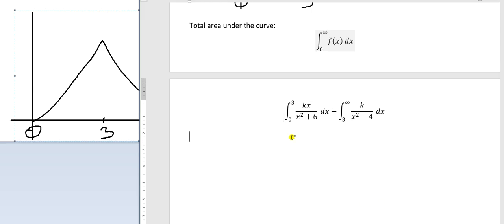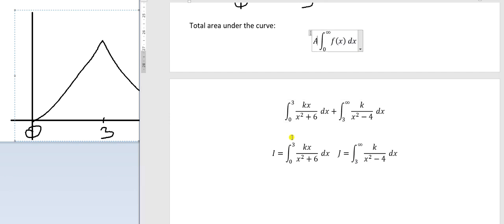And for simplicity, I think it makes sense to break these into two separate pieces. So let's have names for them. This one is going to be integral I, and this one can be J. And we're interested in the total area, which for the sake of argument, we'll call A. So A is simply I plus J.